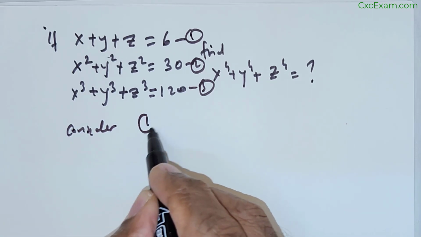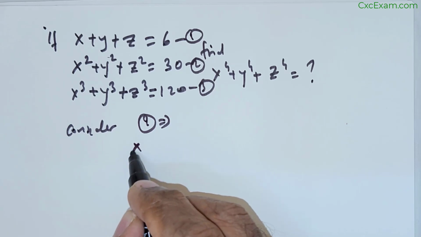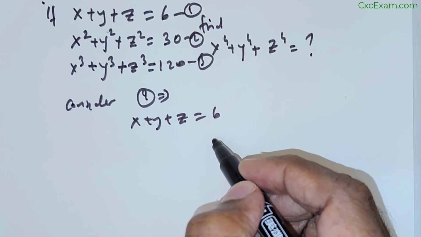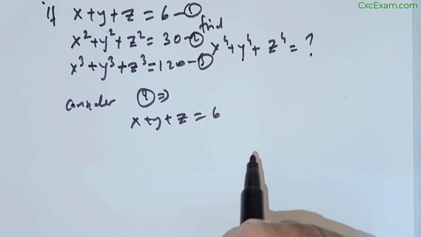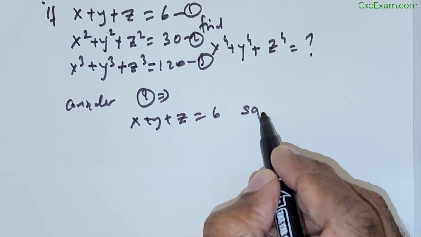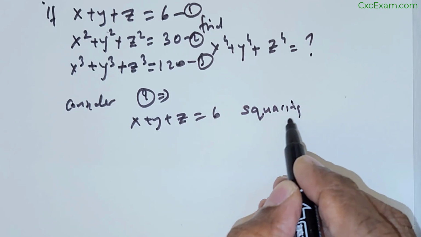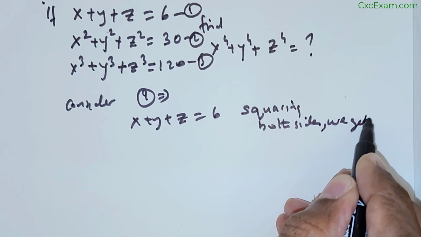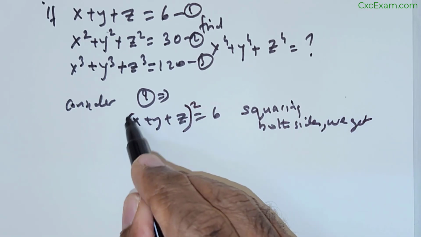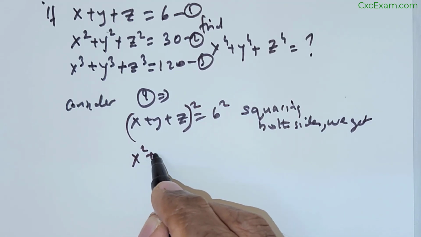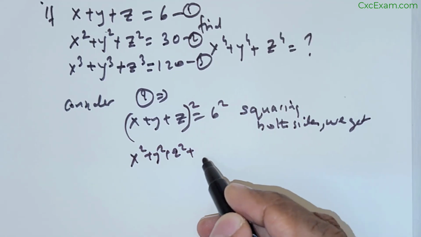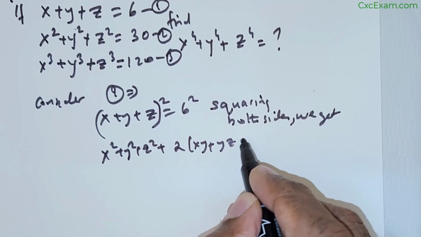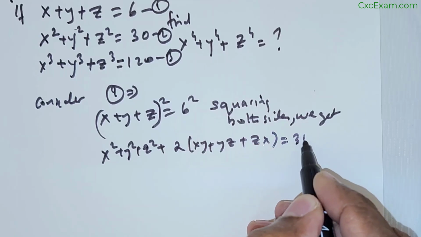Let me consider 1 first. I'm given x + y + z = 6. Now let me square both sides. We get x² + y² + z² + 2 times (xy + yz + zx) = 36.